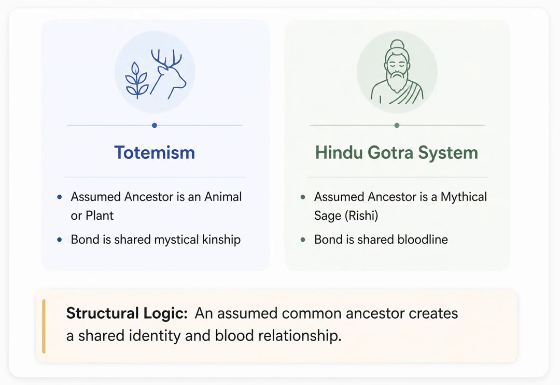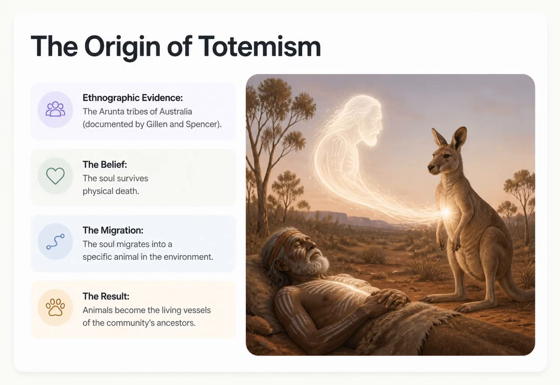To really grasp totemism, we can look at a direct structural parallel, the Gotra system in Hinduism. In the Gotra system, a group of people traces its descent from an assumed ancestor, specifically a mythical or semi-mythical sage, a rishi. People sharing a Gotra consider themselves blood relatives. In totemism, the assumed ancestor is simply an animal or plant rather than a human sage. The structural logic is identical in both systems. Invoking an assumed common ancestor creates a powerful sense of shared identity and blood relationship among all the members of the group. So, how did totemism originate? Frazer argued it grew out of an antecedent belief in the soul.